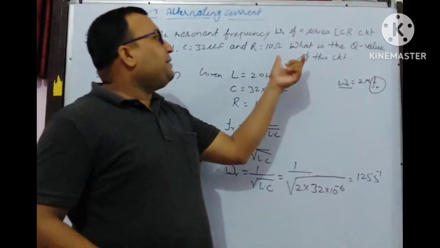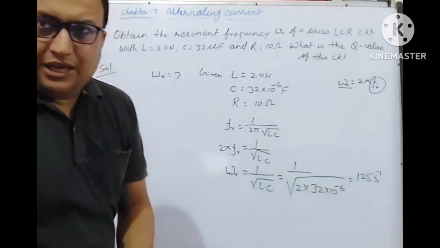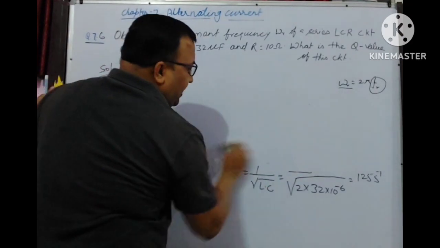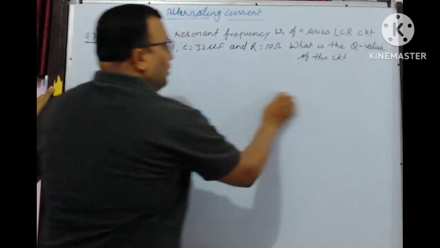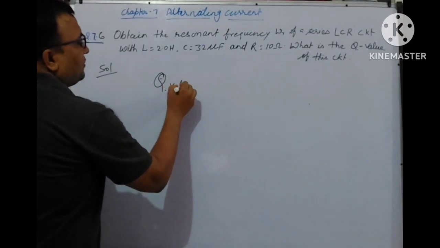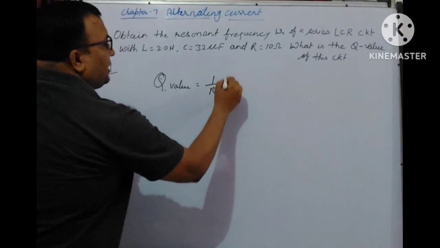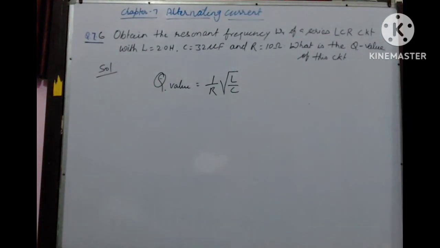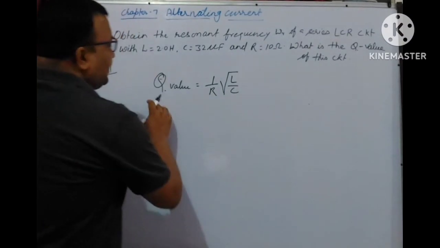Now come to the second portion. What is the Q value of the circuit? This one is also very easy to solve. The Q value, as I already said, gives a magnifying voltage. So what is the formula of the Q value? Q equals 1 by R root under L by C. That is the Q value.